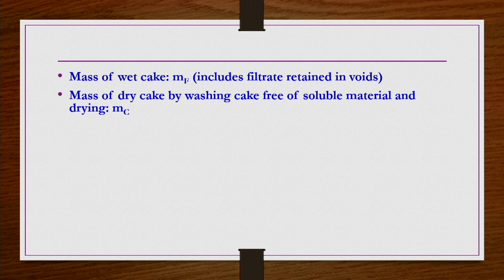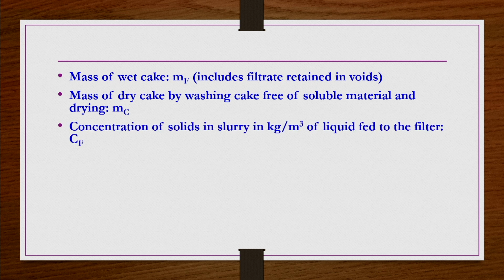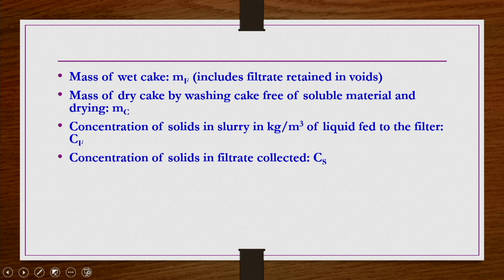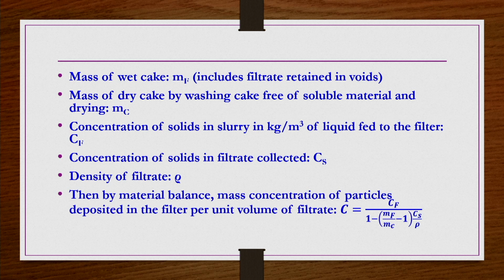And then the mass of dry cake, that is after washing the cake free of soluble materials and drying it, whatever the mass is, take that as mc. Then the concentration of solids in slurry in kg per meter cube of liquid fed to the filter medium, take it as Cf. Then the concentration of solids in filtrate collected is Cs, and the density of filtrate is rho. Then by material balance and simplification, you get C is nothing but Cf divided by 1 minus (mf by mc minus 1) Cs by rho.